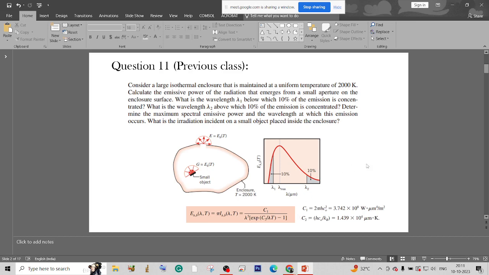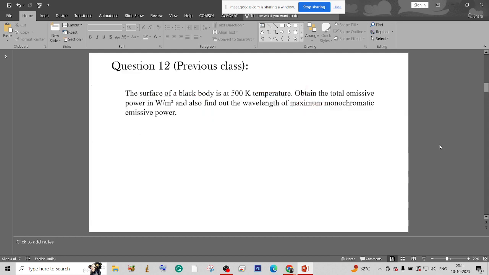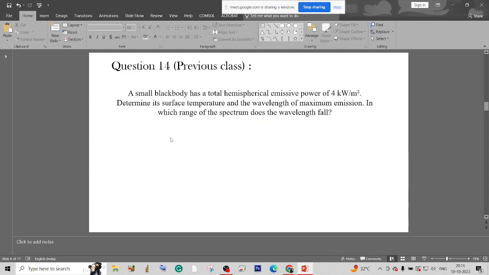Okay, now let us proceed to the last question of the previous class. A small black body has total hemispherical emissive power given as this. Determine the surface temperature and wavelength for maximum emission. In which range of the spectrum does the wavelength fall? So this is a similar related question.